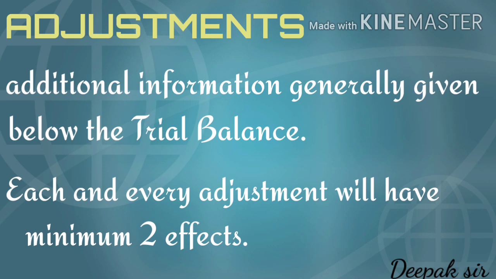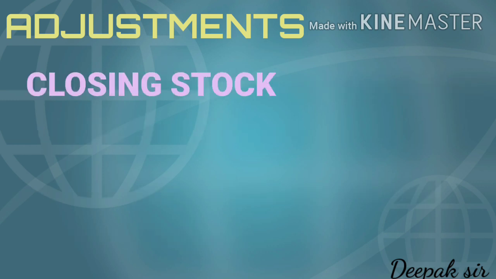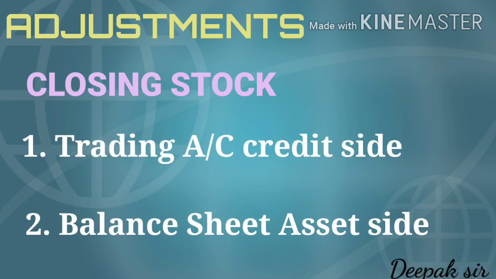The first adjustment, which is given the most in all problems, is closing stock. Now what is closing stock? Closing stock is the unsold goods at the end of the financial year. Now we have to pass 2 effects of closing stock. The first effect will come in the trading account on the credit side, and the second effect of closing stock will come on the asset side, that is, the balance sheet asset side.